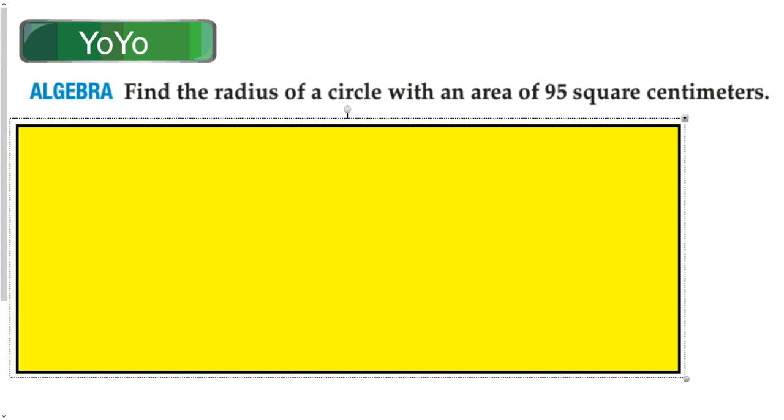This is going to be a yo-yo. I want you to find the radius of a circle that has an area of 95 square centimeters. Radius of a circle with an area of 95 square centimeters. So pause the video, take, I don't know, 90 seconds, and give it a shot.